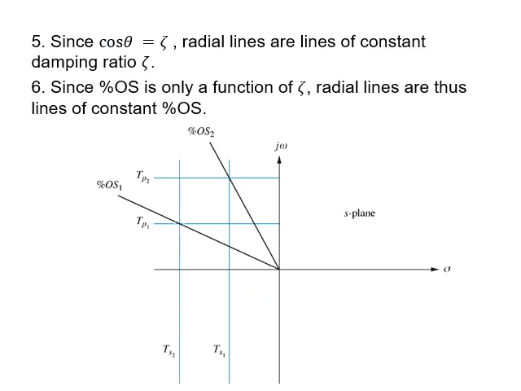Another observation here: since cosine theta equals zeta, radial lines are lines of constant damping ratio zeta. What he wants to say here is, let us take this position, for example. If I draw this line, we are going to get the cosine of this angle equal to zeta. So it's very clear that the damping here is higher than the damping for the other one.